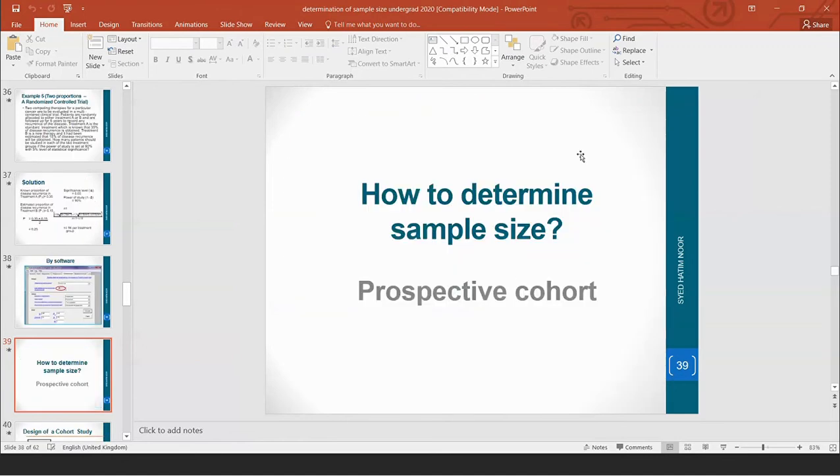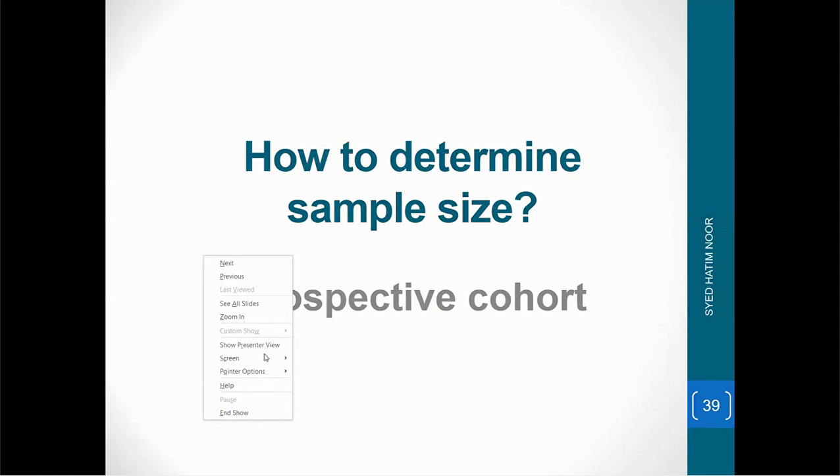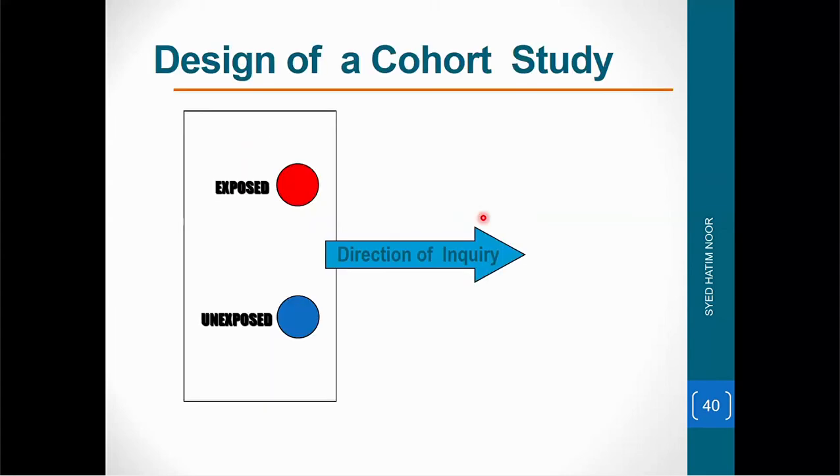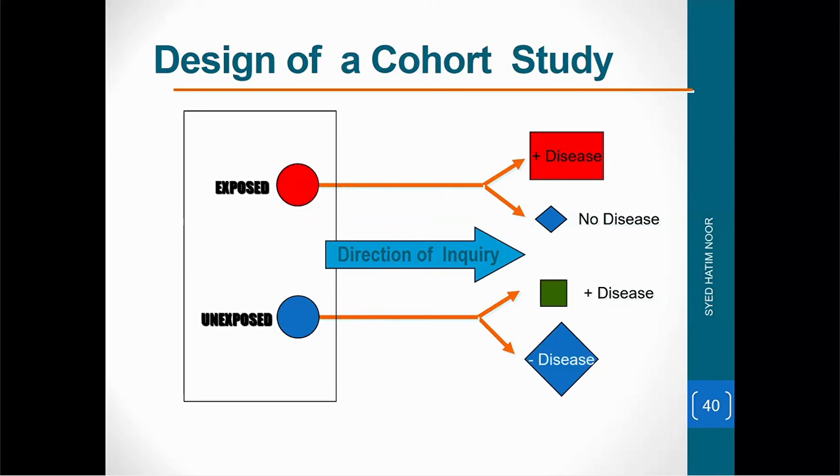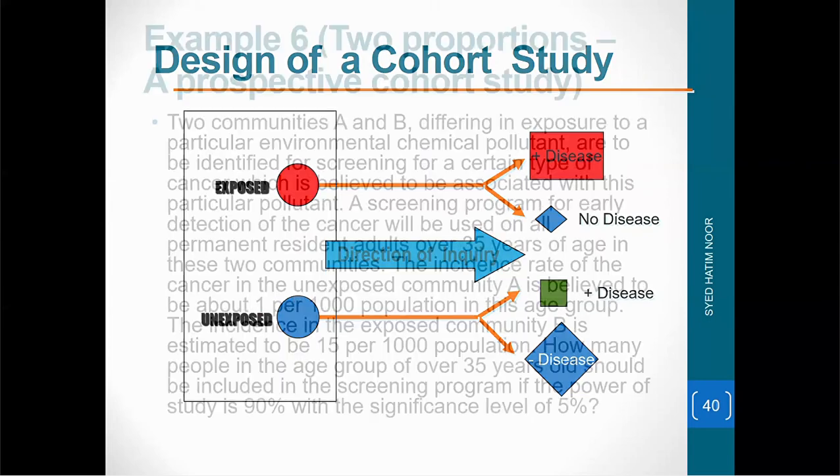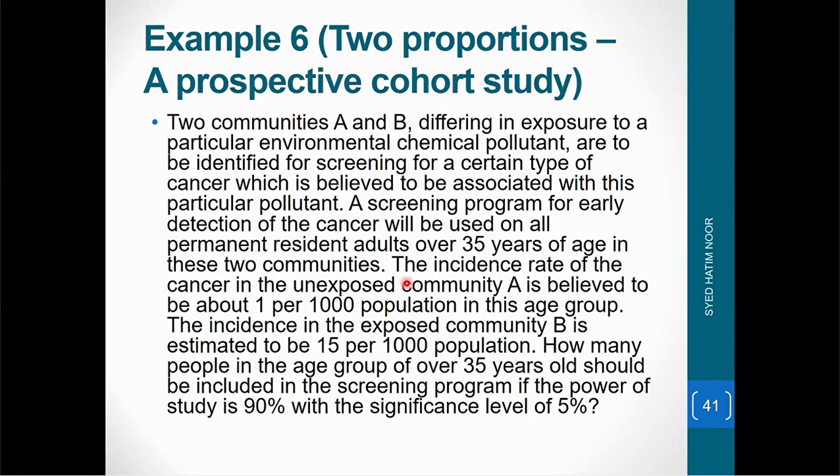Now let us go. Let's say our study design is prospective cohort. If you remember this diagram, this is exposed, because in a prospective cohort this has not happened yet. So the direction is to the future, and you are in the middle. We are interested to know the disease in the exposed group and the disease in the unexposed group. So this is the scenario, a very long scenario.